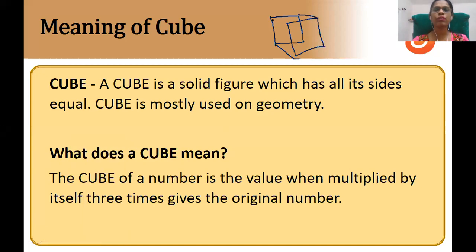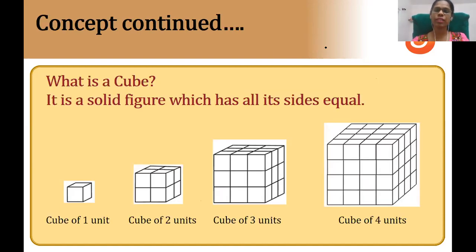This is my cube. Can you visualize this one? This is a height. This is also of the same height as the sides. What does a cube mean then? Cube of a number is the volume which is the number multiplied by itself 3 times. For square we multiply 2 times, but for cube we multiply 3 times the original number to give the value of a cube.